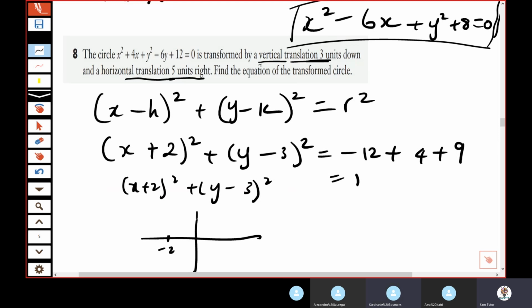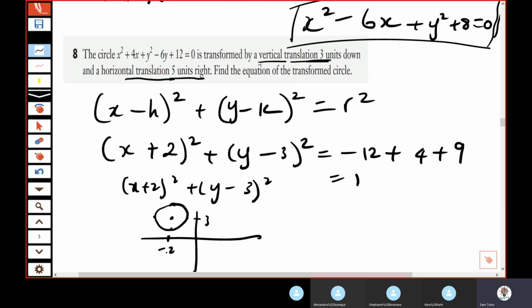-2, +3. There's the center. It's got a radius of 1. So there it is, radius of 1. It's saying now it's being transformed by vertical translation 3 units down. So this thing's going to go 3 units down.